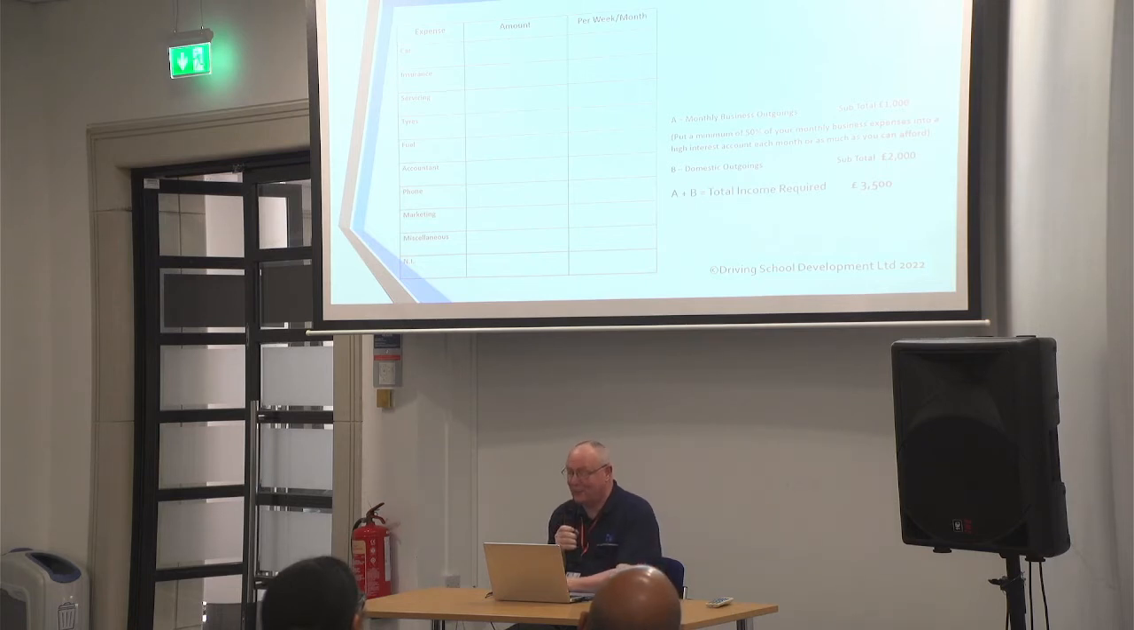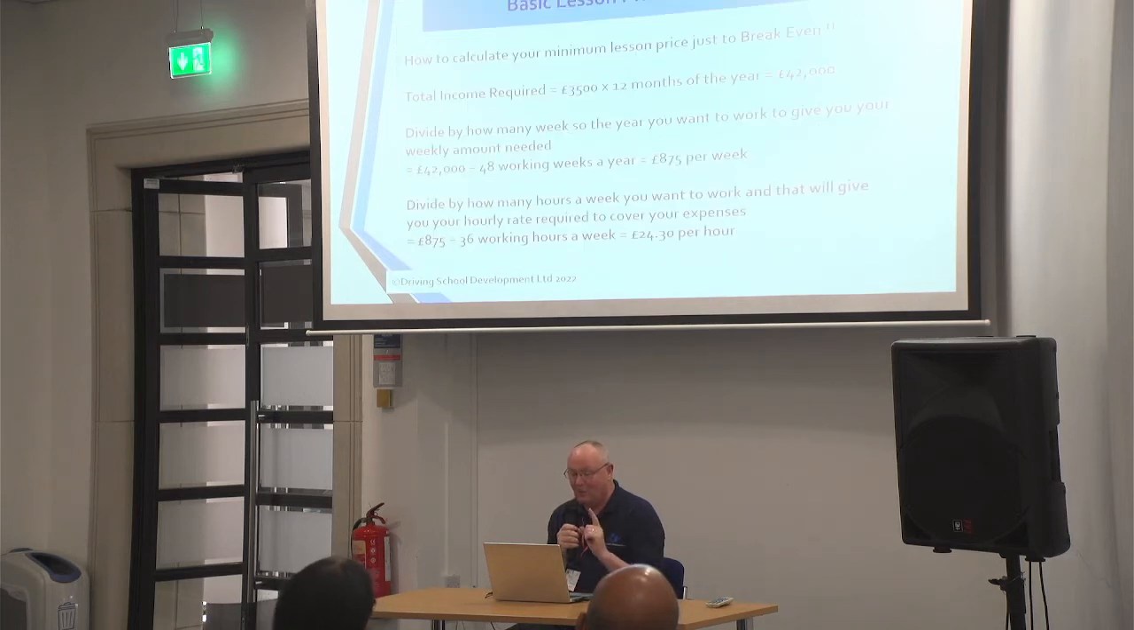And here is where a lot of people do make a mistake, because what you've got to do to help you calculate your minimum lesson price, and this is the minimum just for you to break even, if you take that total income required, £3,500, times it by 12 months of the year, that comes to £42,000.